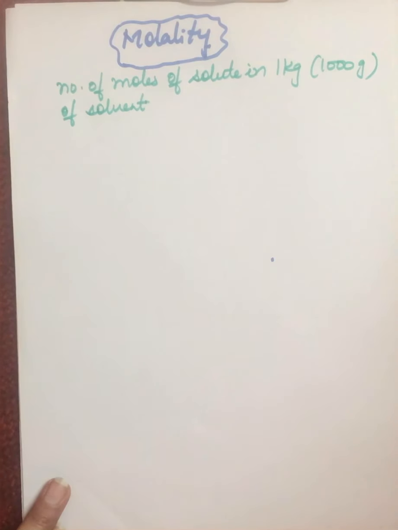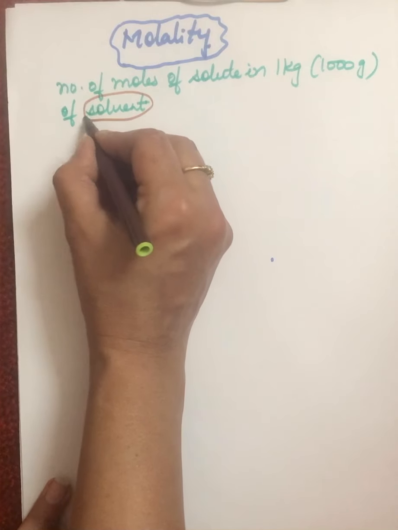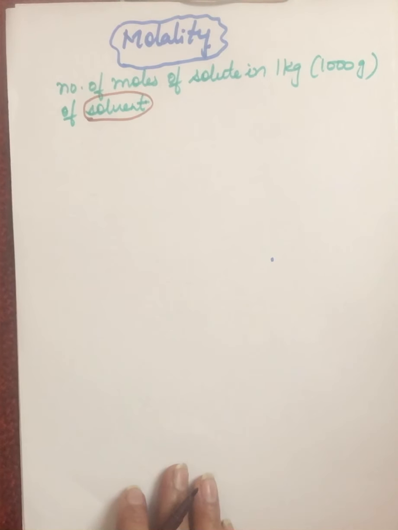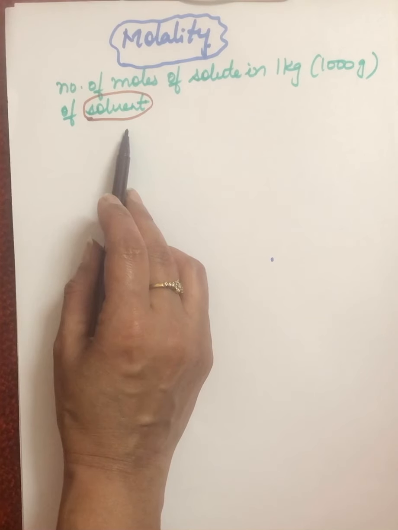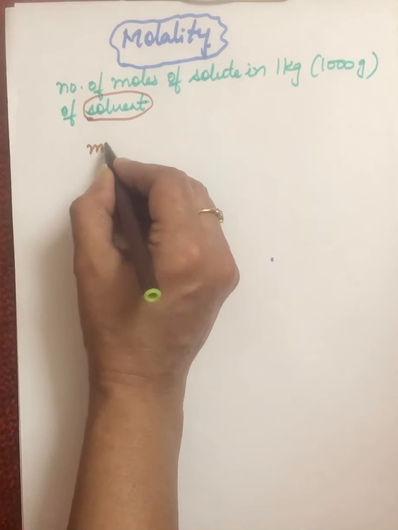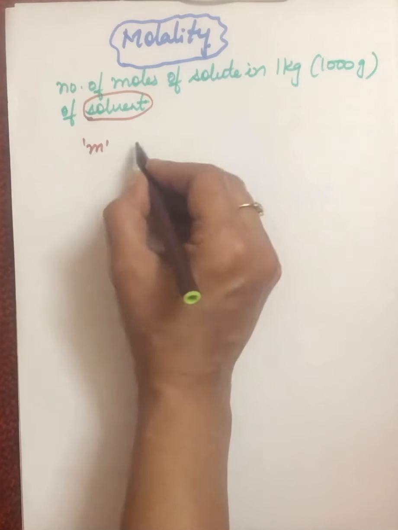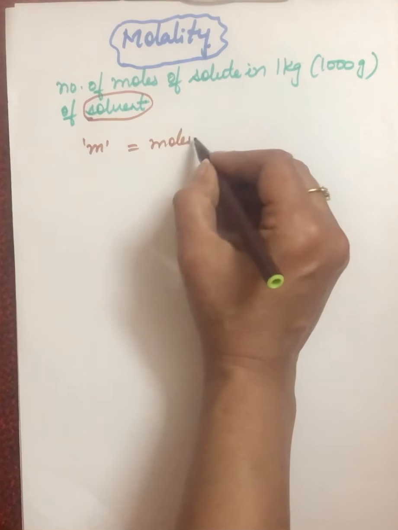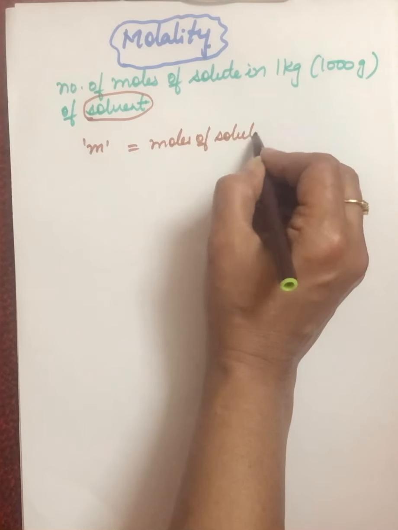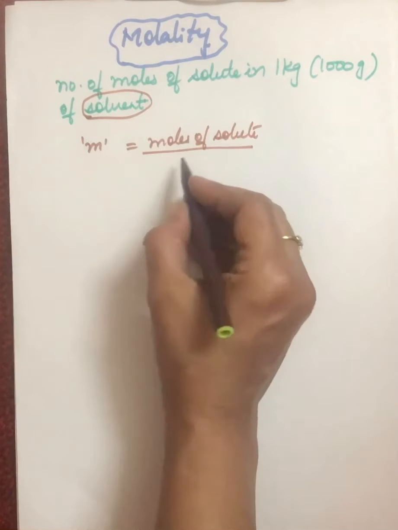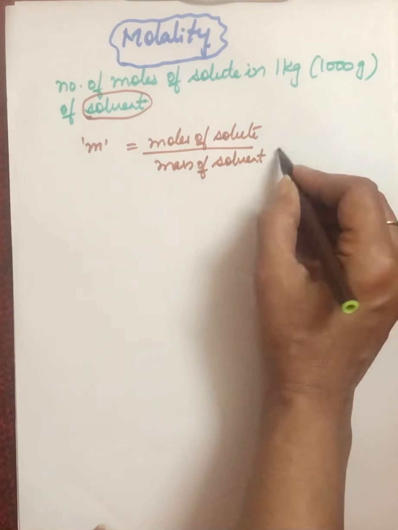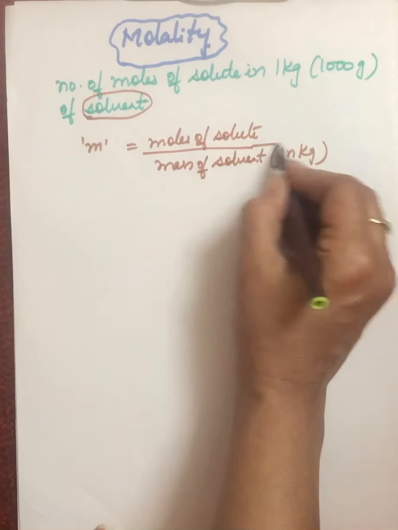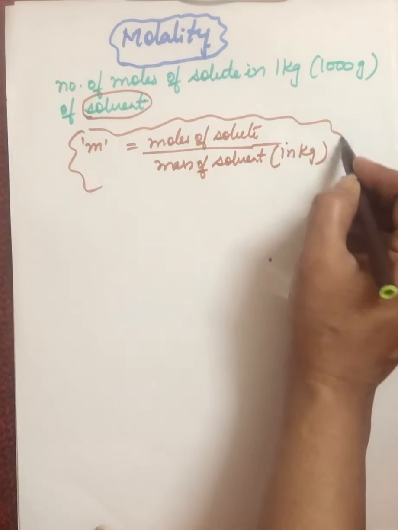Now one more thing you should know. Here we have written solvent. Before this, in all concentration terms, we have written solution. But in molality, we are writing number of moles in 1 kg of solvent. Molality symbol is small m. Molarity is capital M. Molality, from the definition, is moles of solute upon mass of solvent, and that mass of solvent should be in kg. This is the formula to calculate molality.